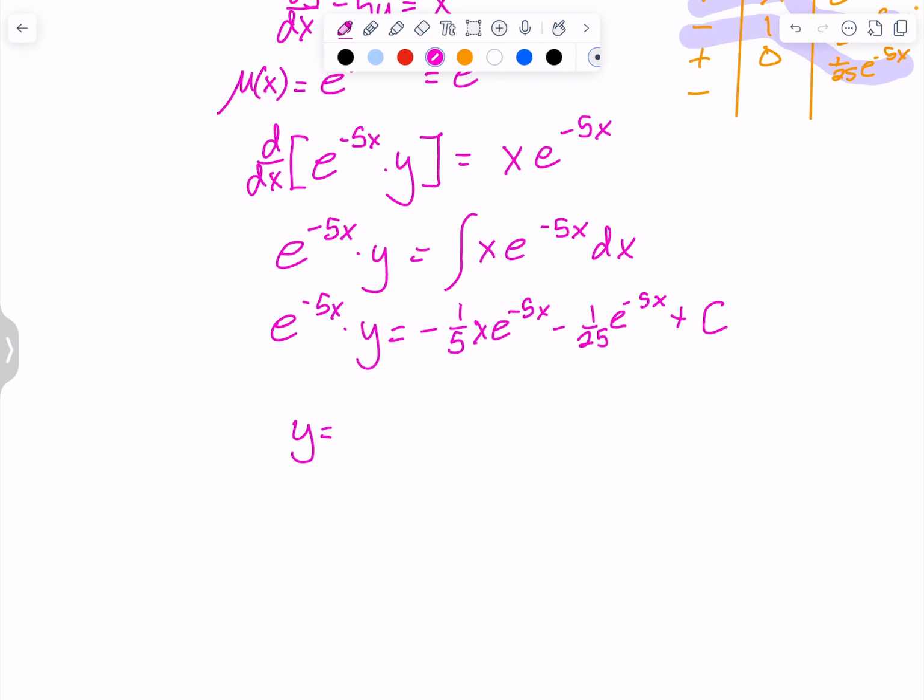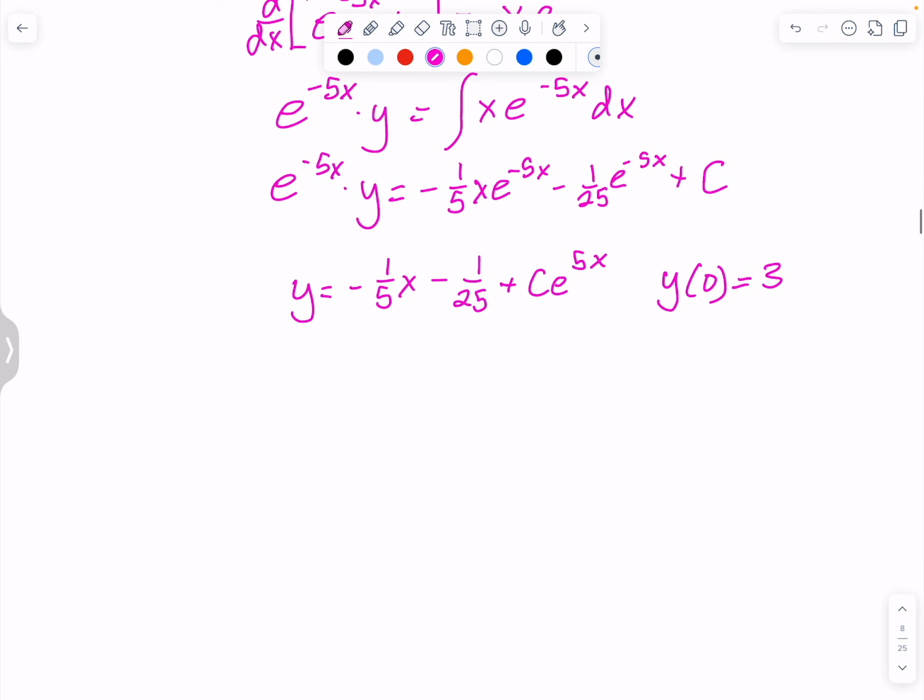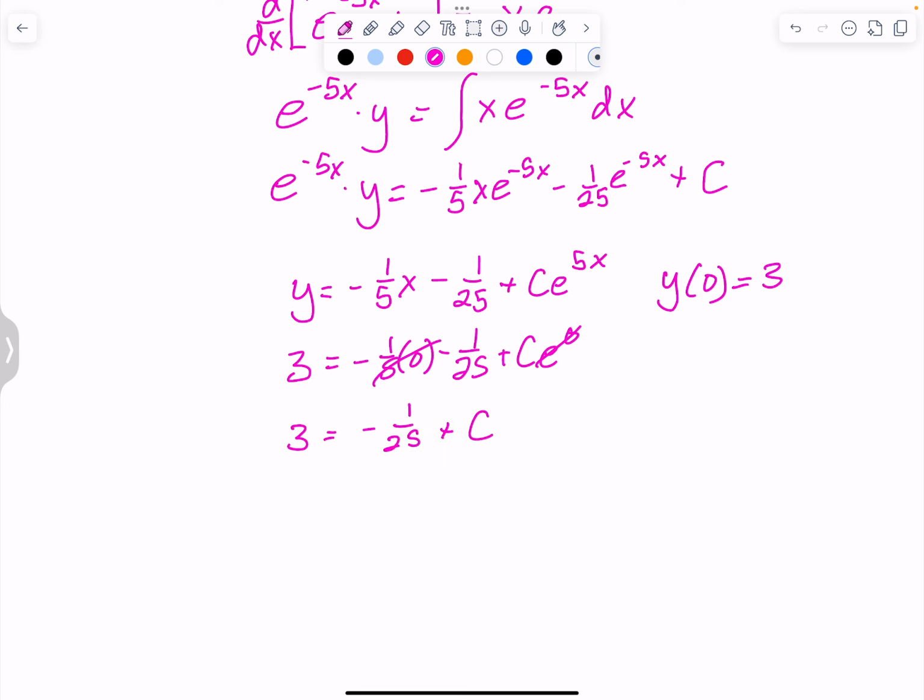This one cleans up pretty nicely, right? E to the 5x goes through, and I get negative 1/5 x minus 1/25, and then plus c e to the 5x. Now we're going to use the condition that was given to us, which was y of 0 equals 3. So I'm going to plug this in. 3 is y, and then negative 1/5 times 0 minus 1/25 plus c e to the 0. So this is gone. E to the 0 is a 1. So I get 3 equals negative 1/25 plus c, which means c is 75/25 plus 1/25, 76/25.